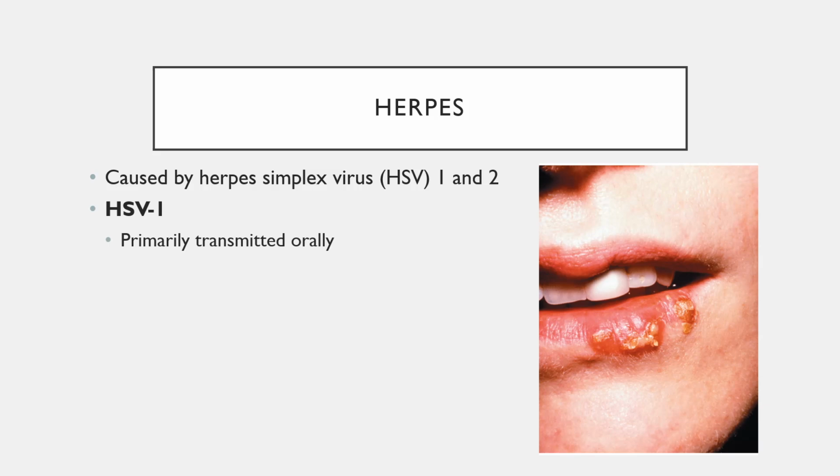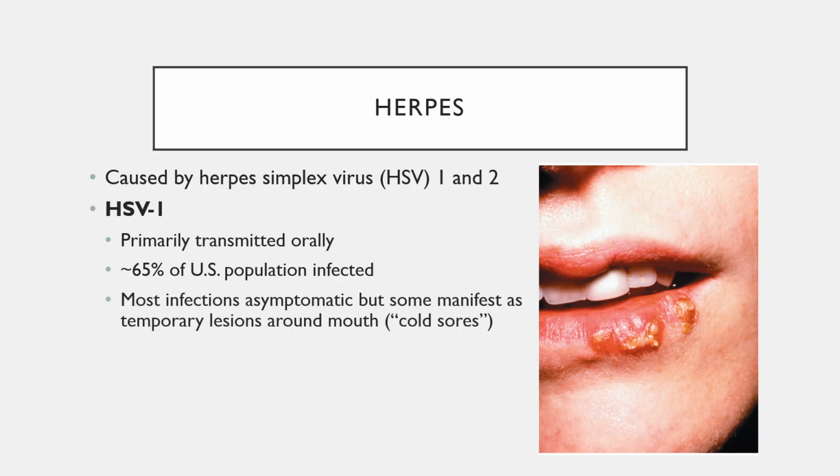HSV1 is primarily transmitted orally, and by some estimates, studies have found that as much as 65% of the US population is infected. Most of these people don't know that they're infected because they are completely asymptomatic. But for some people, these manifest as temporary lesions around the mouth that come and go, and that we refer to as cold sores. But they really have nothing to do with the common cold at all.